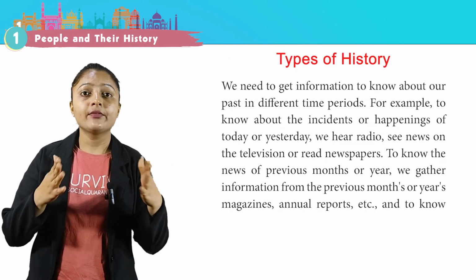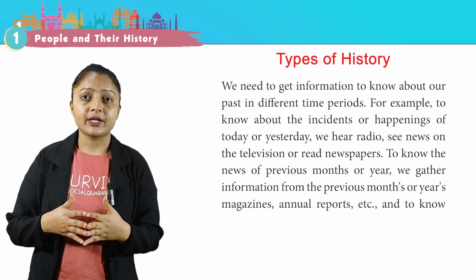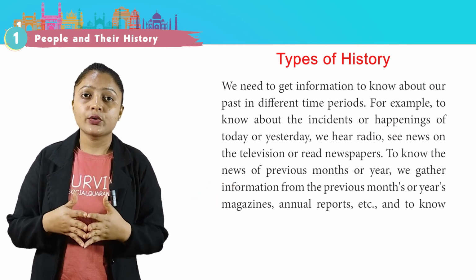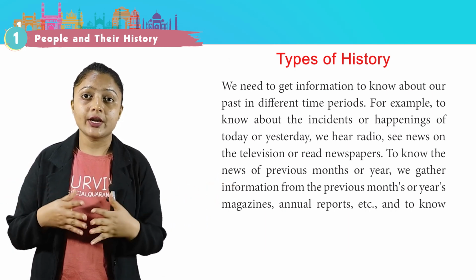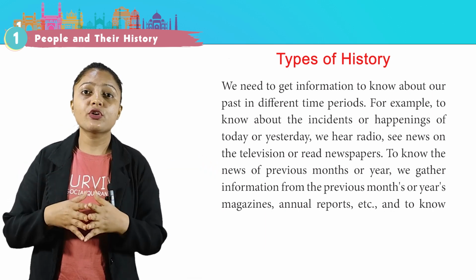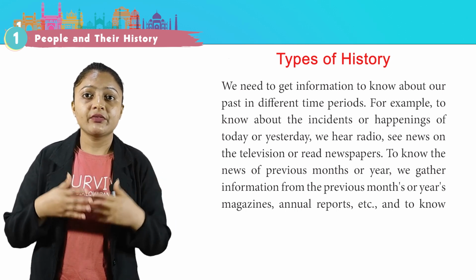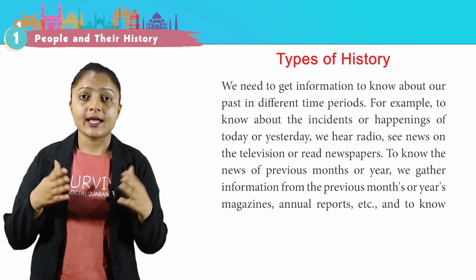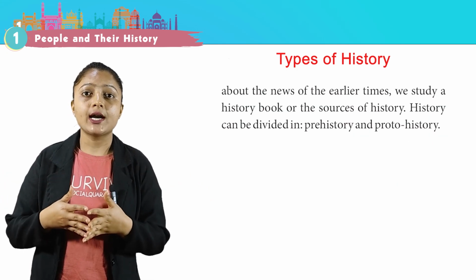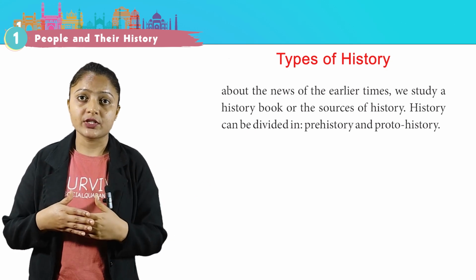Types of History. We need to get information to know about our past in different time periods. For example, to know about the incidents or happenings of today or yesterday, we hear radio, see news on television or read newspapers. To know the news of previous months or year, we gather information from the previous months or year's magazine, annual reports, etc. And to know about the news of the earlier times, we study a history book or the sources of history.